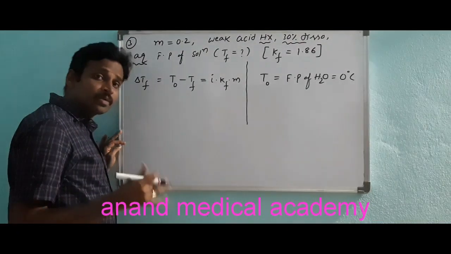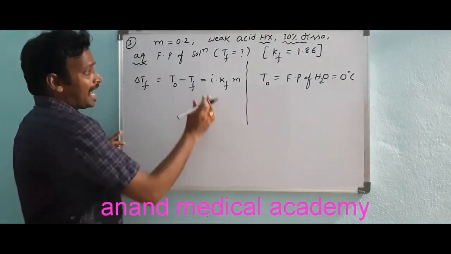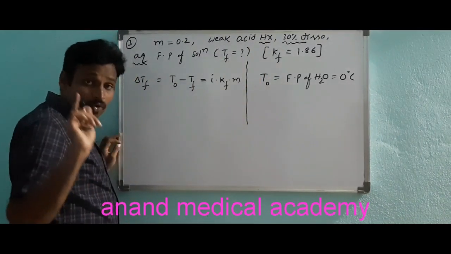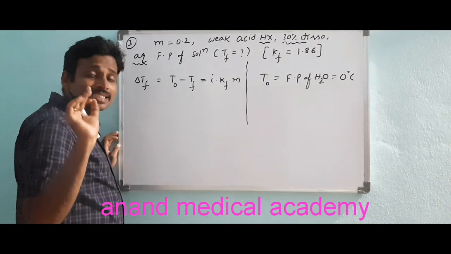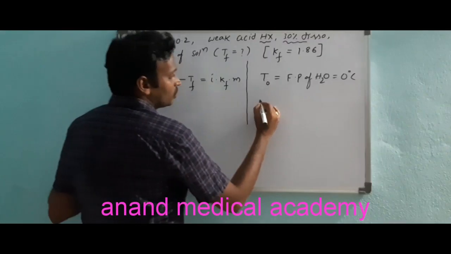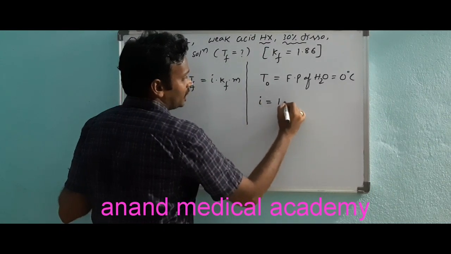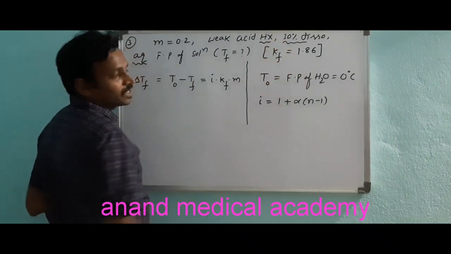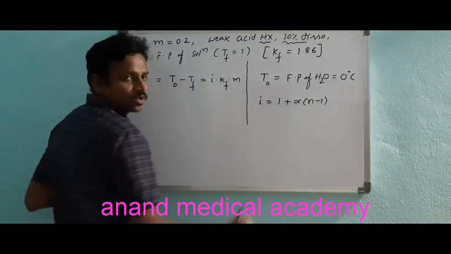Boiling point of water, how much? 100 degrees Celsius. And here you must calculate i, because HX undergoes dissociation. It is a non-ideal solute, so you must know what i is. i is equal to 1 plus alpha into (n minus 1). 30% was dissociated, so alpha is 0.3.